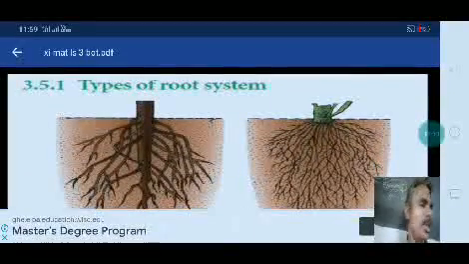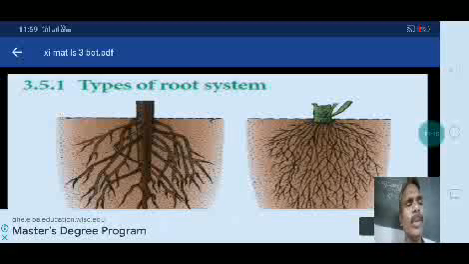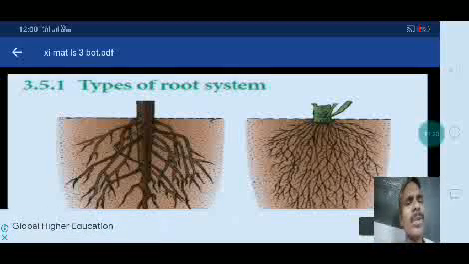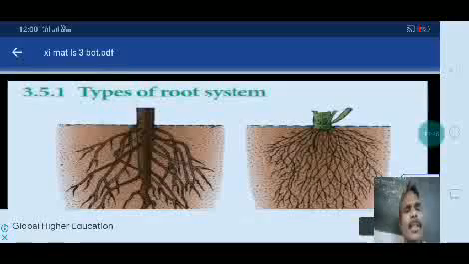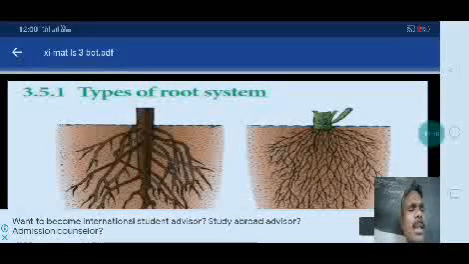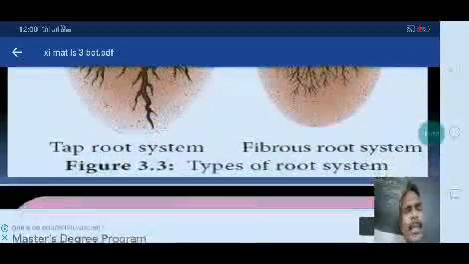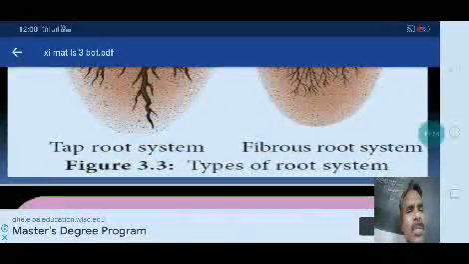Then the types of root system. What are the types of root present? You can see the diagram. First one is the taproot system. Second one is the adventitious or fibrous root system. In a taproot system, there is a primary root, and adventitious roots are also present.